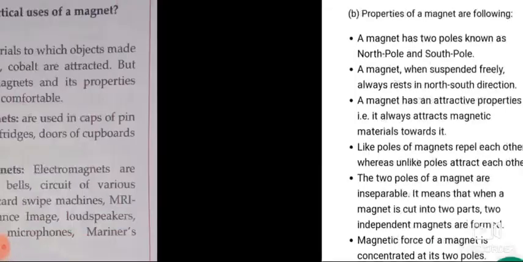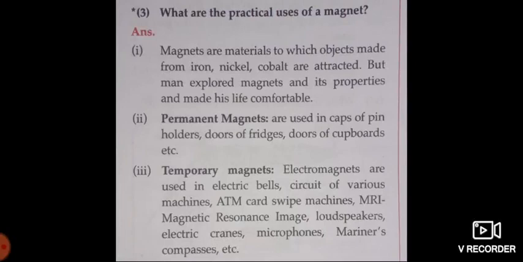Okay, next, what are the practical uses of magnet? This is the answer I have displayed on the screen. Also miss has given you another answer. If you feel that is easy, you can learn that answer, or you can learn this answer.